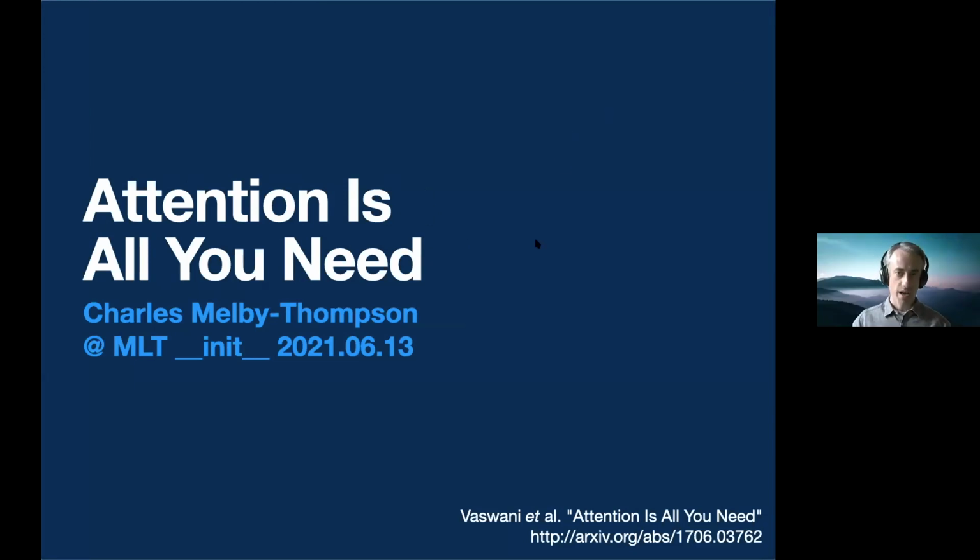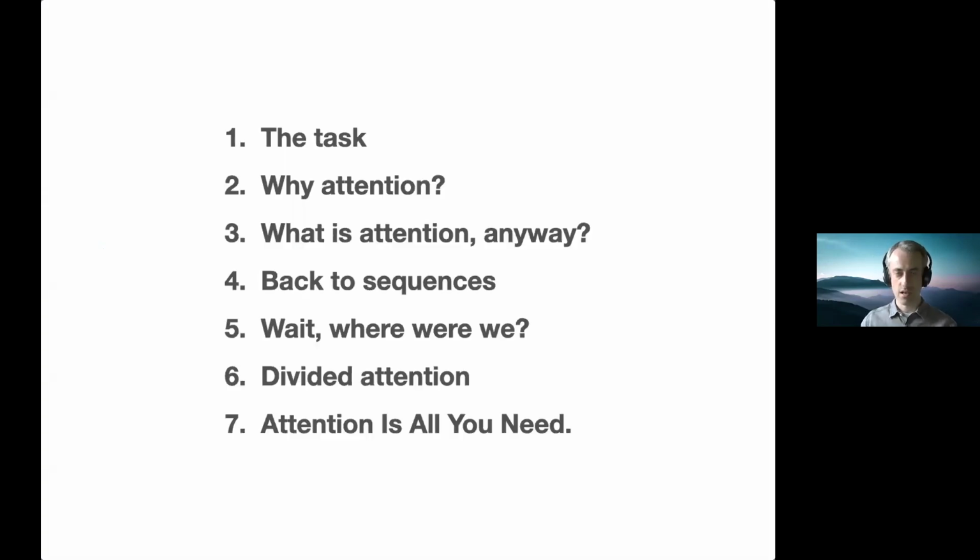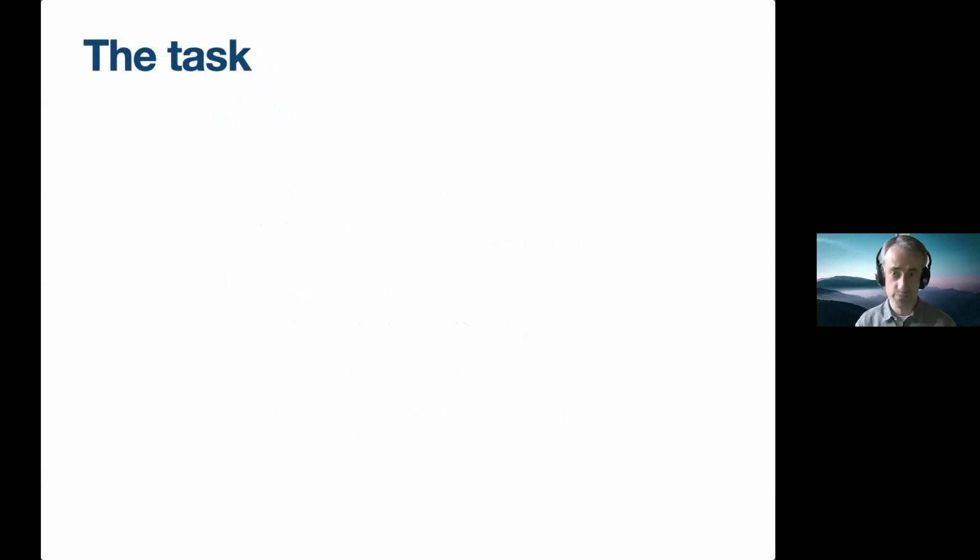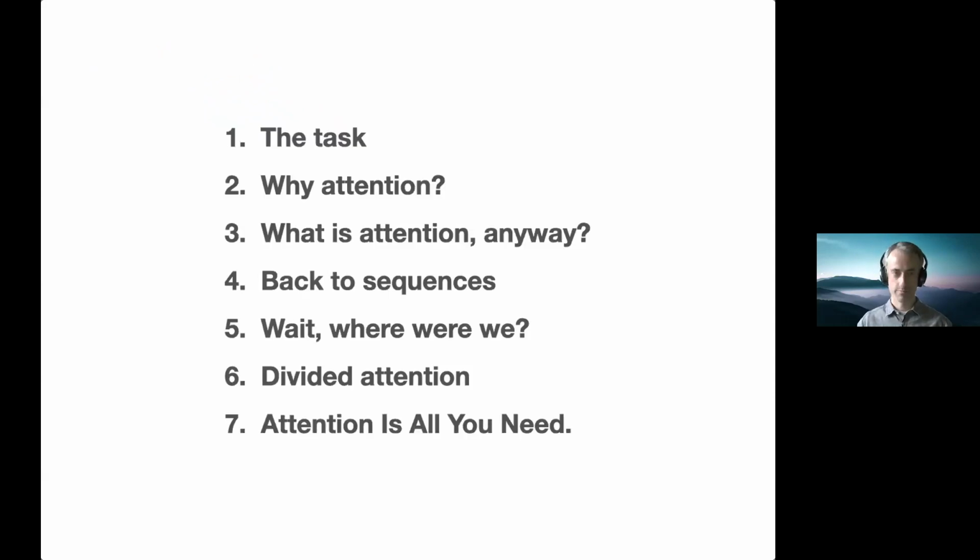Now, instead of talking about a bunch of history, I'd like to jump pretty much right into the contents of the paper. I'm going to be doing it in a different order than they do. So I will start with the task and ask, why should we be using attention? What is attention? How do we apply it properly to sequence translation tasks? How do we deal with the problem of positions, the multi-head attention mechanism, and finally, the full model in which attention is all you need. So the task.